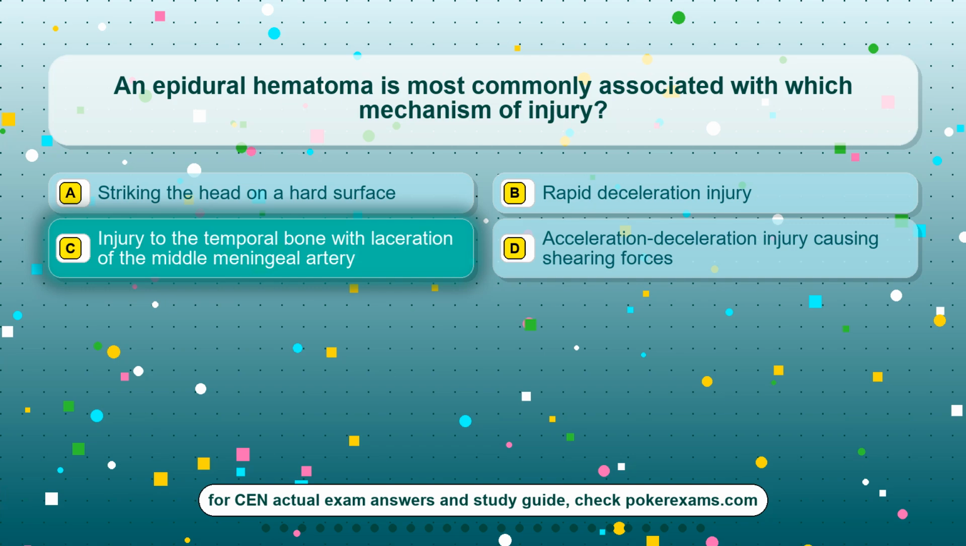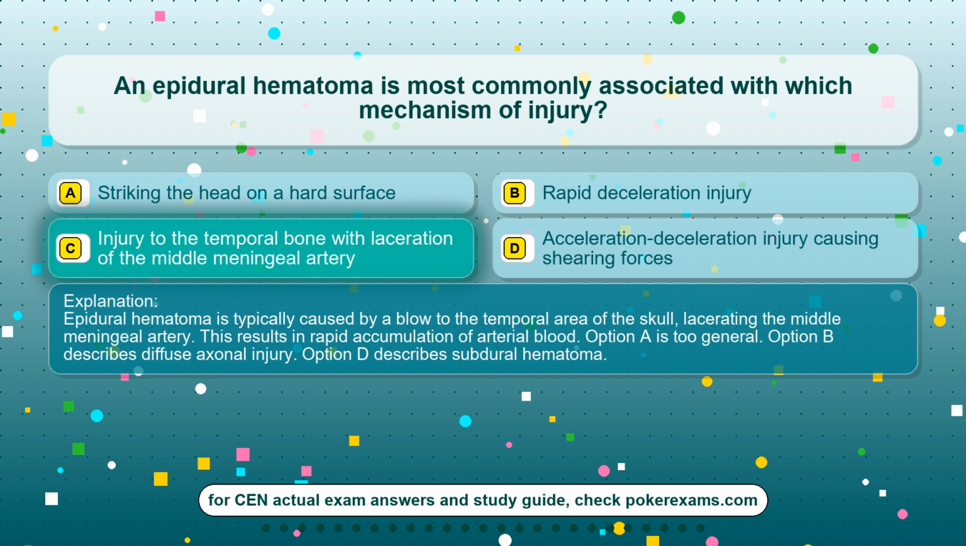The correct answer is option C. Injury to the temporal bone with laceration of the middle meningeal artery. Epidural hematoma is typically caused by a blow to the temporal area of the skull, lacerating the middle meningeal artery. This results in rapid accumulation of arterial blood. Option A is too general. Option B describes diffuse axonal injury. Option D describes subdural hematoma.